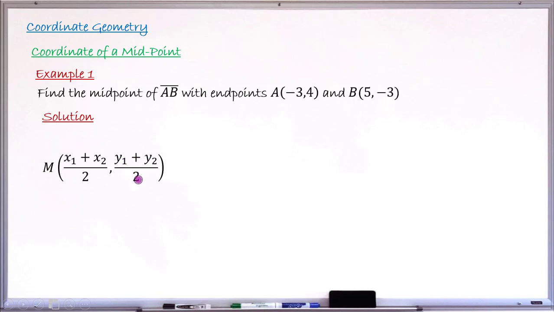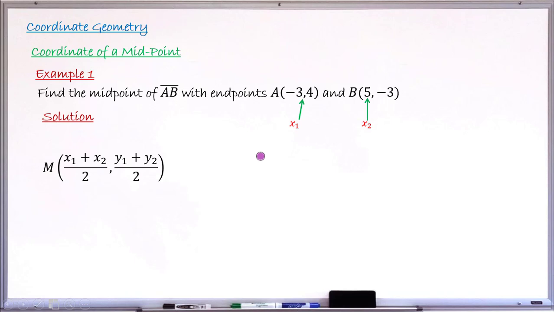So what do you need to do? These two endpoints, you now mark one of them as having coordinate x1, y1, and the other one as having coordinate x2, y2. Let me do that. So if I take this -3 to be x1 and this 5 to be my x2, that is, point A is the one with the coordinate x1, y1, and the point B is the one with the coordinate x2, y2.